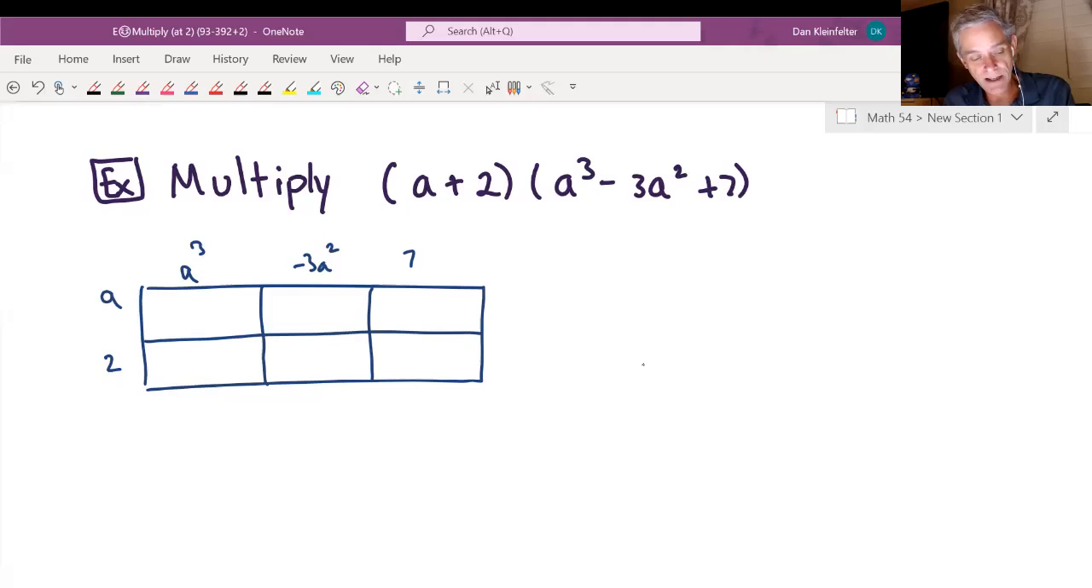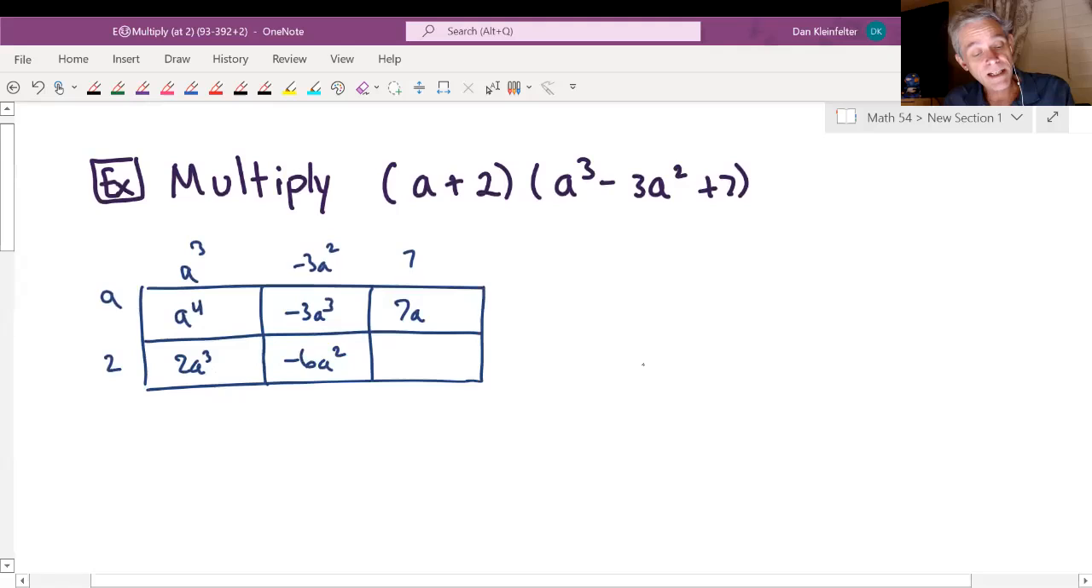So a times a cubed is a to the 4th. A times negative 3a squared is negative 3a cubed. A times 7 is 7a. 2 times a cubed is 2a cubed. 2 times negative 3a squared is negative 6a squared. And then 2 times 7 is 14.